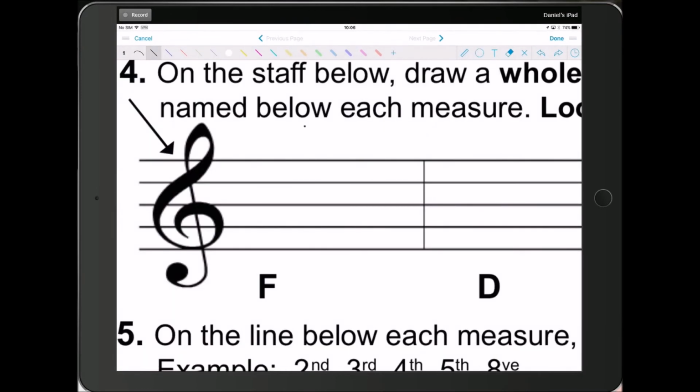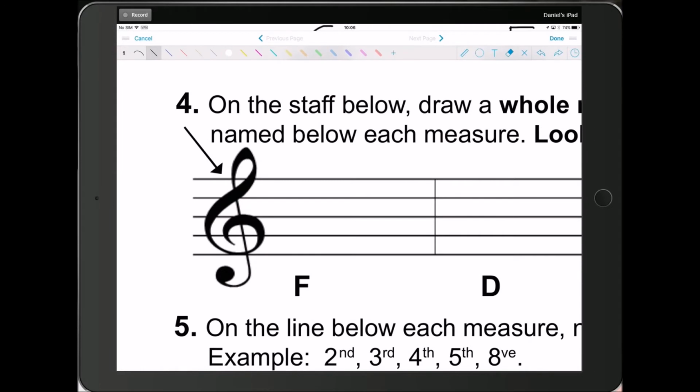Question number 4 is all about the treble clef. Remember, the treble clef is also called the G clef, because it tells you where the G line is. If we look here, starting where the circle is, it's circling around this line. That's the G line. Treble means high. So the treble clef is going to show you all the notes from middle C, which would be right here if this was a piece of music, and higher.